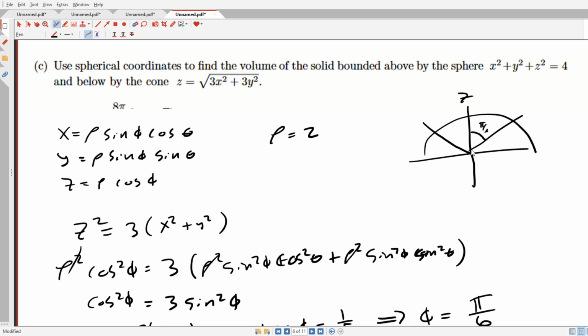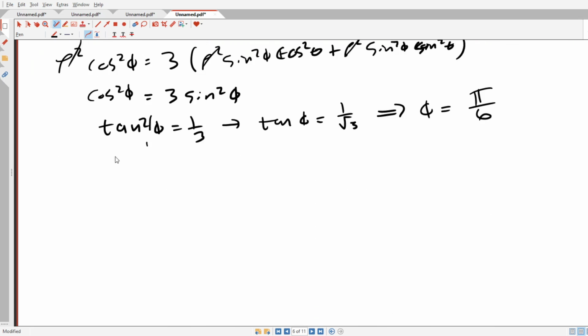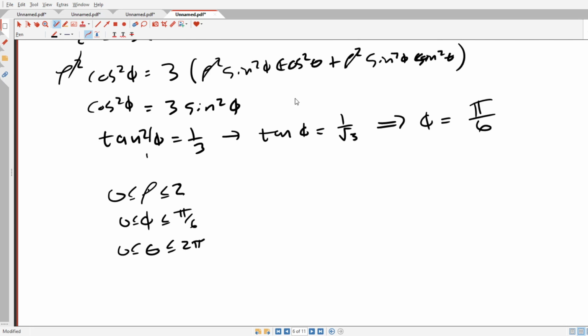And rho is going to go from 0 out to 2. So that tells us our bounds. We have rho goes from 0 to 2. Phi goes from 0, the z-axis, to pi over 6. And theta goes from 0 all the way around to 2 pi. Okay, and we want to find the volume.